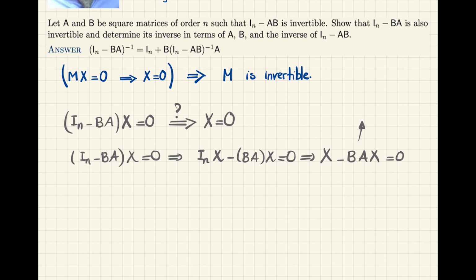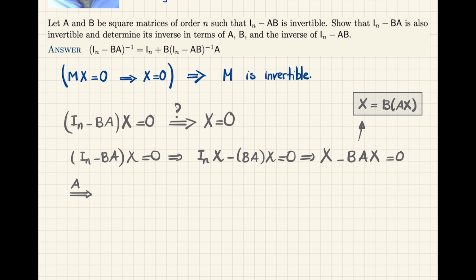Then what I can do, I can write something here for the future. So this means that X is equal to B times AX. Okay, I will need it for the future. So let me just keep it here. So I just moved this one to the right hand side and put them in a pair of brackets. Okay, so this means that X is equal to that. But now I will continue in this way. I want to multiply both sides by matrix A from the left.